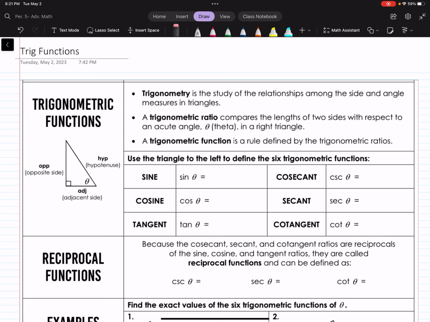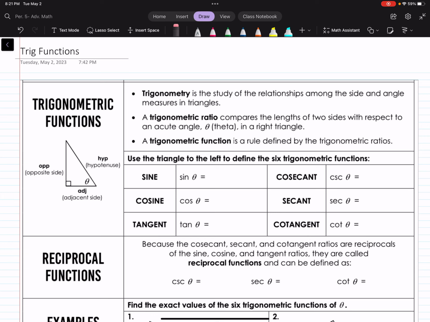So the 6 trig functions are sine, cosine, tangent, cosecant, secant, and cotangent. The 3 that you see on the left, sine, cosine, and tangent, those should look familiar. Cosecant, secant, and cotangent might look brand new, but they're actually not super brand new, and I'm going to show you guys why in a second.